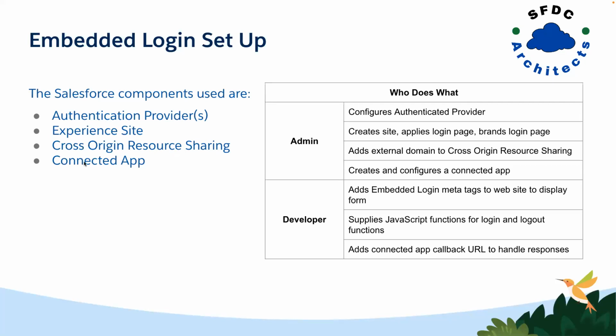And this relies on the connected app. The connected app is going to allow your external application to use the experience site information, and depending on the settings you use on the connected app, it will give that user access to resources on Salesforce. These are the components you need to use on Salesforce, and when we look at what needs to be done to get it set up, it requires both some admin features and some developer tasks. But you can see it's pretty lightweight when it comes to setup.